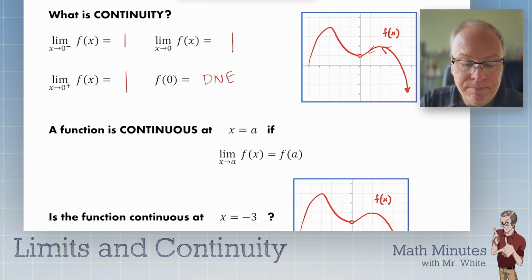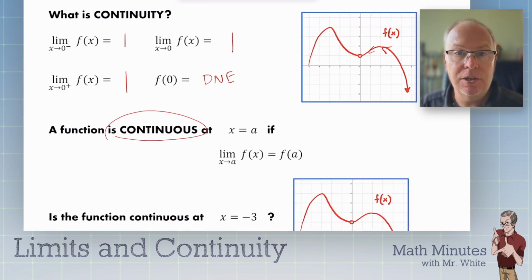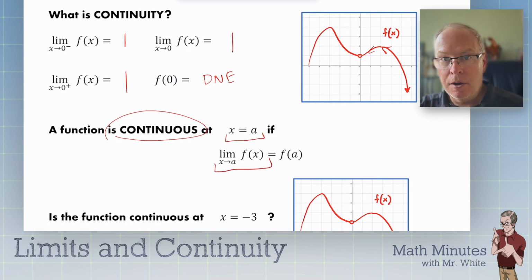We say a function is continuous at x equals a if and only if the limit coming from the left and from the right are the same, and therefore the limit at a is the same as where you thought you would be. Okay, so the function is where you thought it would be. Let me say that a little differently. The function is where you thought it would be.